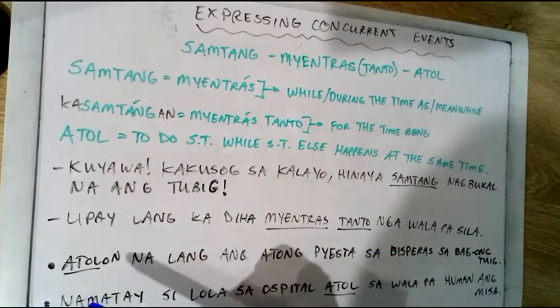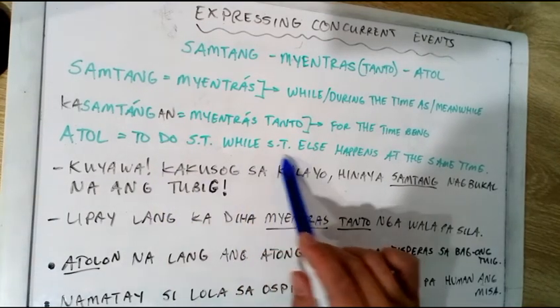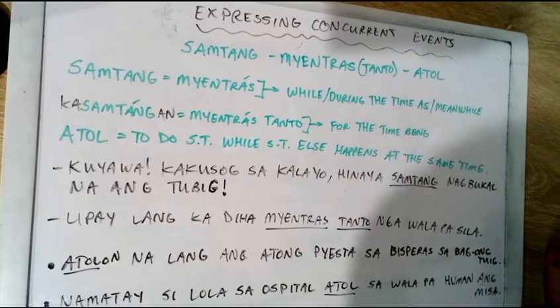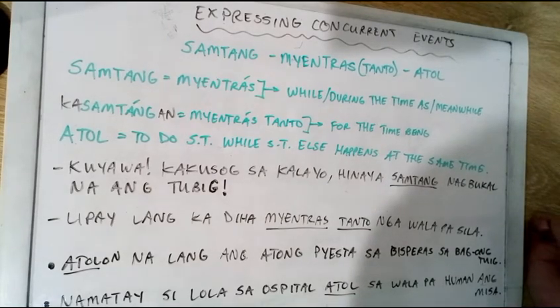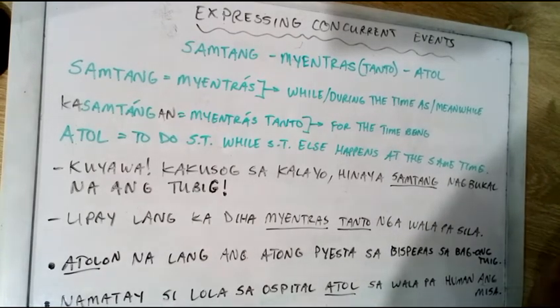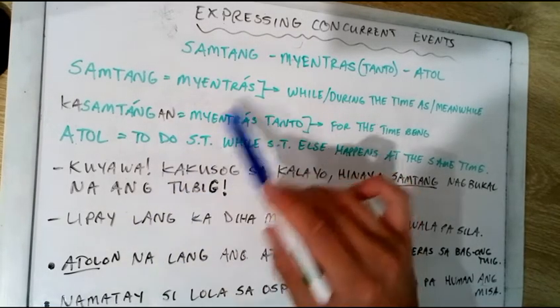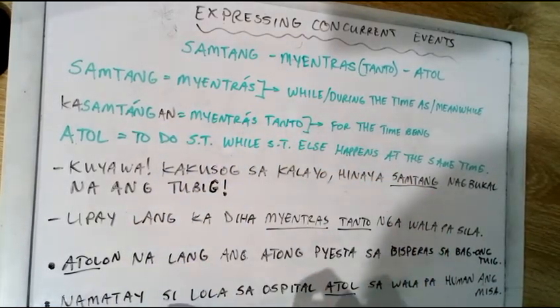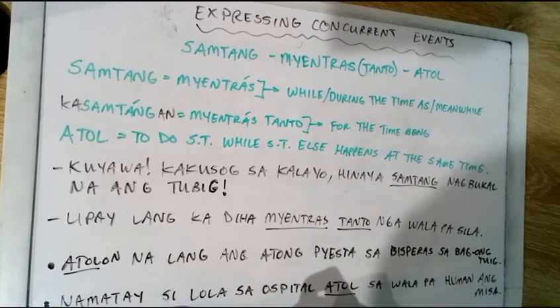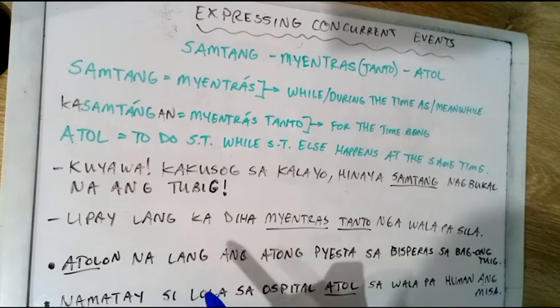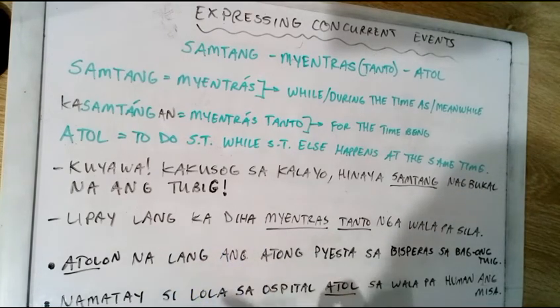Atol is a verb, and it means to do something while something else happens at the same time. So it's just something that's going on coincidentally as something else is going on at the same time. Okay? So to do something at the same time while something else happens. And that's what makes atol different from the first two, because atol is a verb. So we can conjugate it, we can affixate it, we can do things to it. And I'll go to the example sentences so you can see what I mean with atol. But the first two are really easy.